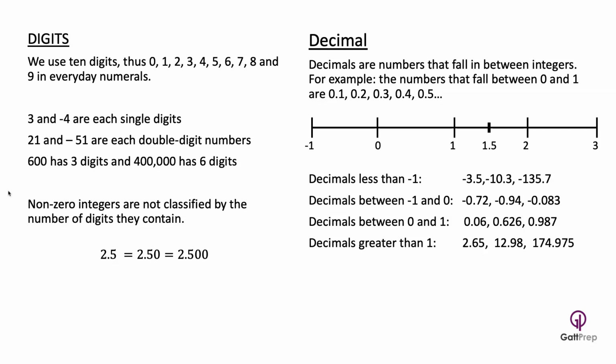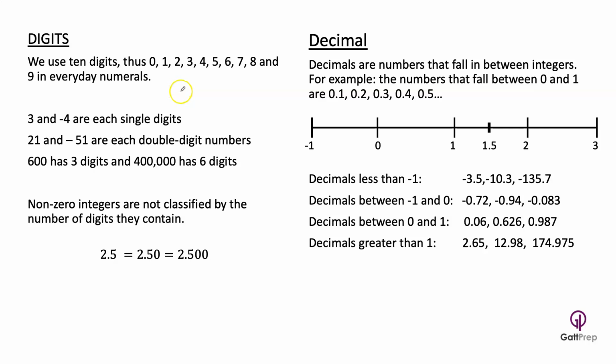It is important to take note that the exam will test your ability to understand numbers that goes beyond understanding of the properties of integers. Now, a digit is a single symbol used to make numerals. We use 10 digits, that's 0, 1, 2, 3, 4, 5, 6, 7, 8, and 9 in everyday numerals.